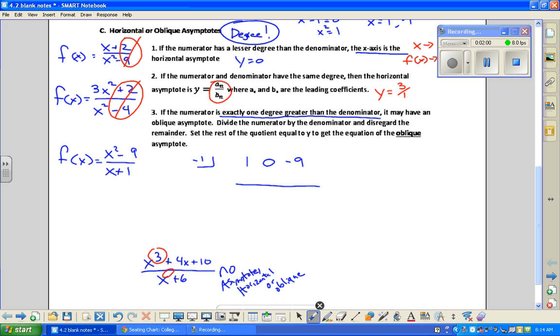-1. I bring down the 1. 1 times -1 is -1. Plus 0 is -1. -1 times -1 is +1. And -9 plus 1 is -8 for my remainder. And what that represents now is f of x equals 1x. Right? This was x to the second, so this is x to the first, minus 1, and then that remainder, minus 8 over x plus 1.